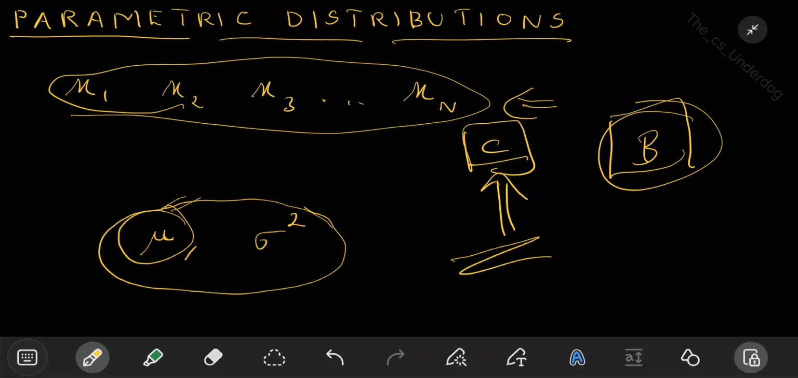So this is the basics about parametric distributions. We will be looking into the different types of parametric distributions. We'll go into the Bernoulli distribution, binomial distribution, Gaussian distribution, right? These things we'll learn in the coming lectures.